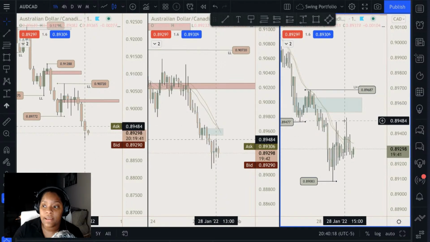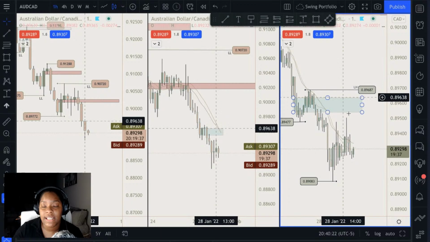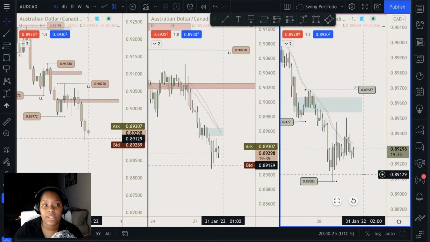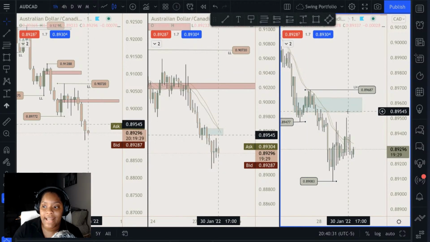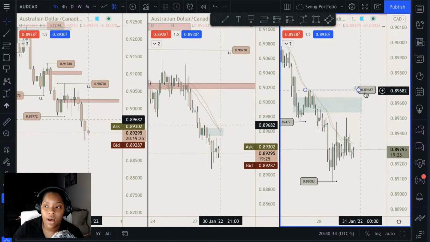If price can pull back to stay below 0.89687, because it is showing clear signs of downtrend, it's decreasing in its values, then this could be a really great potential trade going back down to the downside. Now, if price passes this lower high, once again, the trade has invalidated itself.